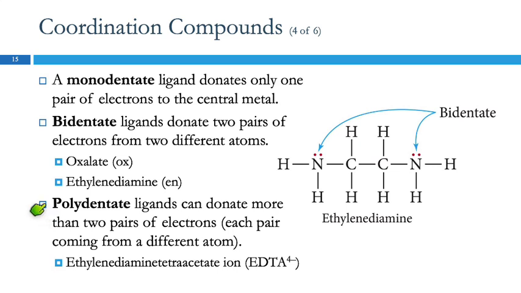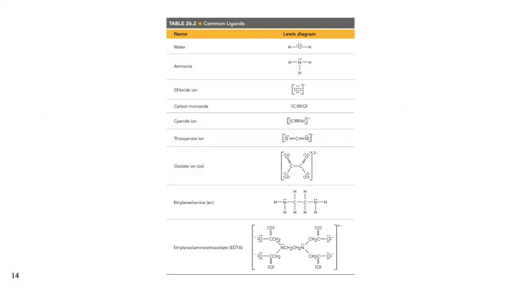Polydentate, poly is just meaning more than 2. They can donate more than 2 pairs. And again, each pair of electrons has to come from a different atom. You can't have 2 pairs from the same atom. And so the only example we're going to see here is ethylene diamine tetraacetate. And that can do 4, or it can actually do up to 6.